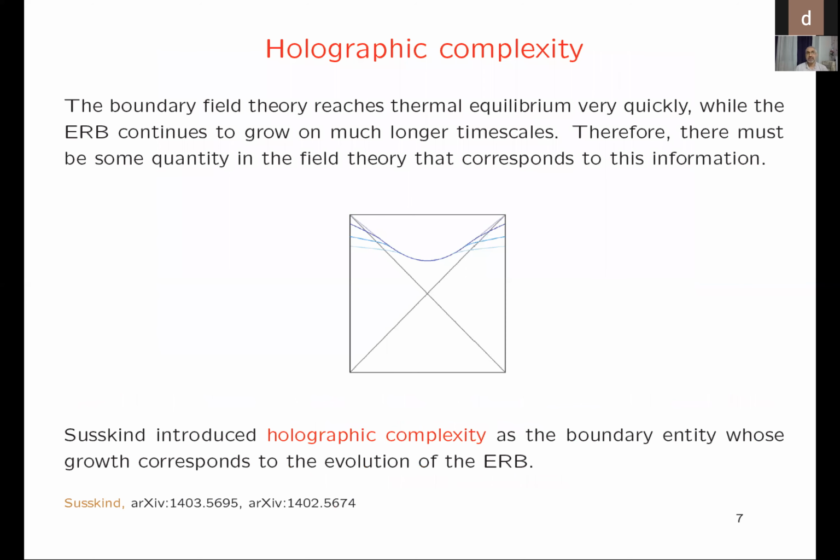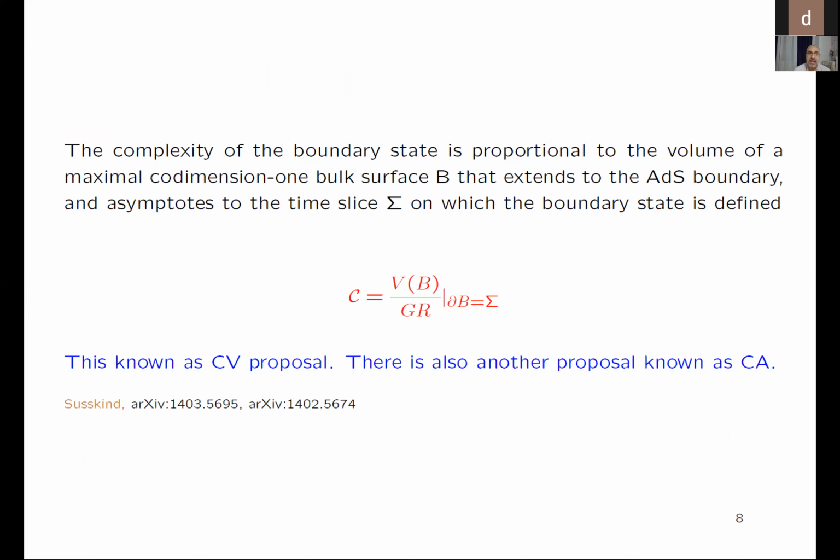To be more precise, the boundary field theory reaches thermal equilibrium very quickly, while the Einstein-Rosen bridge continues to grow in time, on longer time scales. Therefore, there must be some quantity in the field theory that corresponds to this, which is time dependent. Susskind introduced holographic complexity as a boundary quantity whose growth corresponds to the evolution of this Einstein-Rosen bridge. This was the idea of Susskind, to introduce something time dependent in the context of the AdS/CFT correspondence.